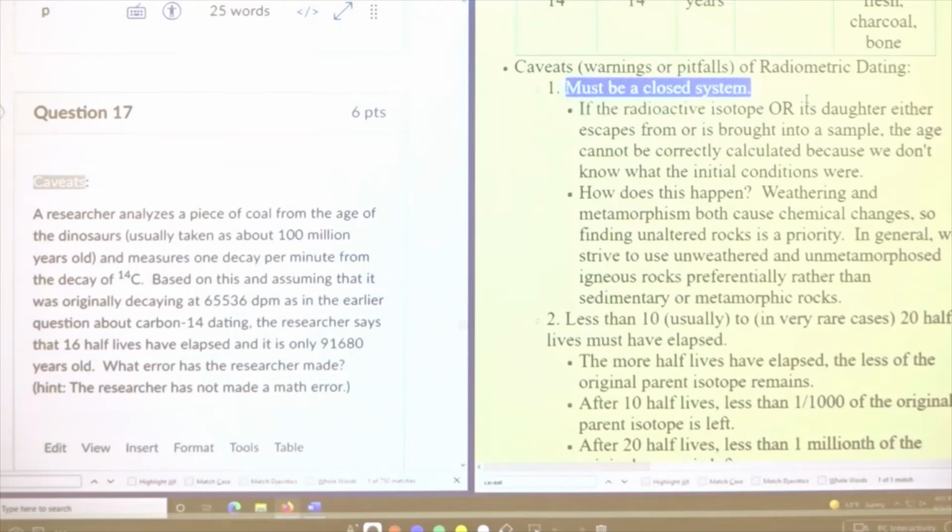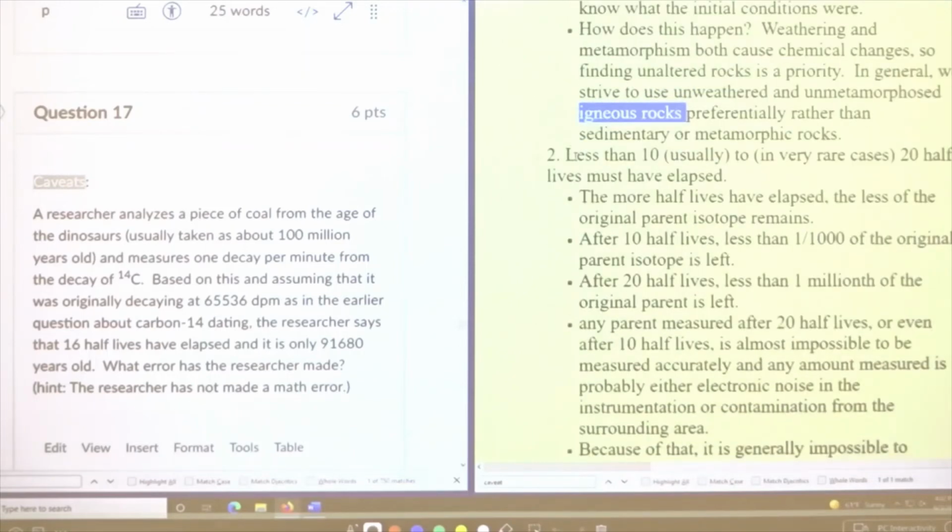1, you must have a closed system. What that means is that if weathering or metamorphism has allowed ions to migrate or gases to migrate into or out of the rock that you're trying to date, then you can't successfully date it. At least you have a lot more difficult time. And since metamorphism obviously affects metamorphic rocks, weathering affects sediments and therefore sedimentary rocks, the best type of rock to use, generally speaking, are fresh pieces of igneous rock, igneous rocks that haven't been metamorphosed and haven't been weathered.